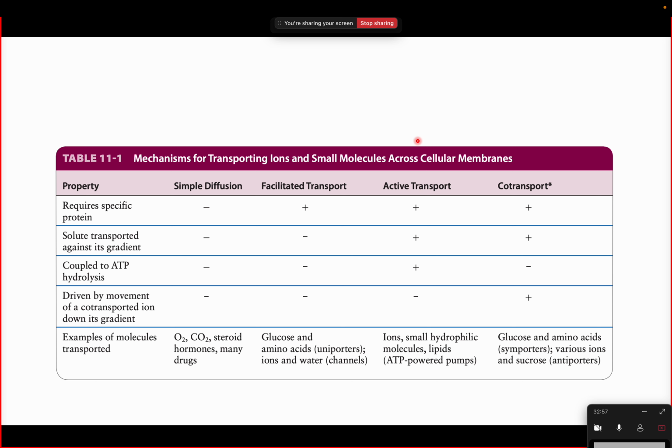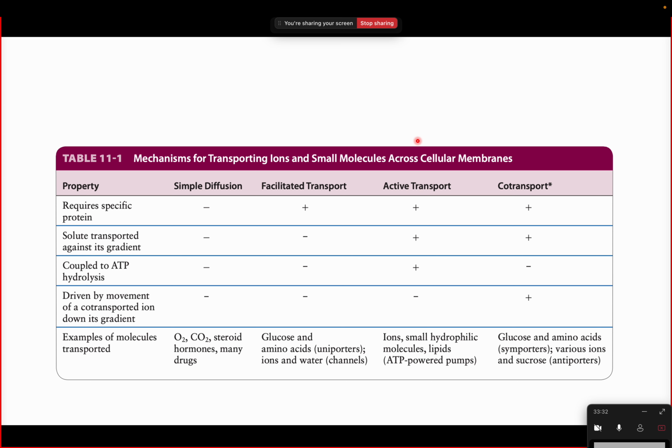So in simple diffusion, if we talk about whether they require a specific type of protein or not, we can say that in simple diffusion there is no association of any type of specialized proteins, right? It is simply happening across the membrane via simple diffusion, correct? While in facilitated transport, though it is happening along the concentration gradient, it does require specialized transporters to be present in the membrane for the transportation.